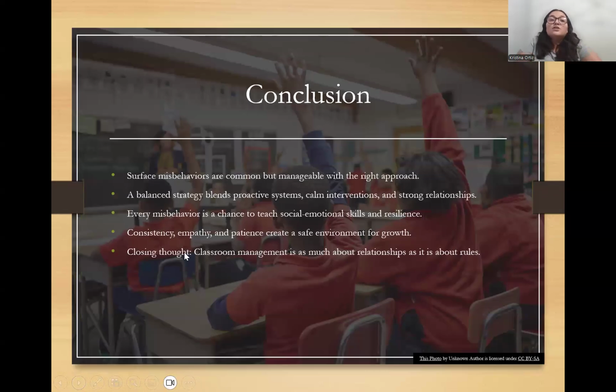Conclusion. So, surface behaviors are common but manageable with the right approach. A balanced strategy blends proactive systems, calm interventions, and strong relationships. Every misbehavior is a chance to teach social emotional skills and resilience. Consistency, empathy, and patience create a safe environment for growth. Closing thought. Classroom management is as much about relationship as it is about rules.